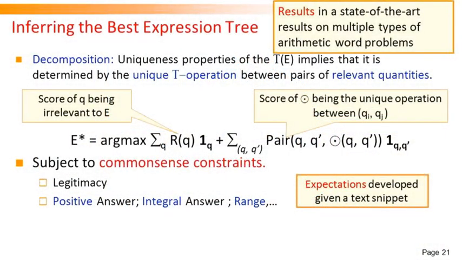Sometimes my expectation is that the answer is positive. Sometimes it's an integral answer. Sometimes maybe I have an expectation on the range of the answer. And I want to be able to incorporate all these into a computational approach that allows me now to map to the optimal decision tree. So these are expectations that are developed given a text snippet and govern the solution. Altogether, it results in a state-of-the-art result on multiple types of arithmetic word problems. And in fact, we are doing better than 5th graders on these problems.